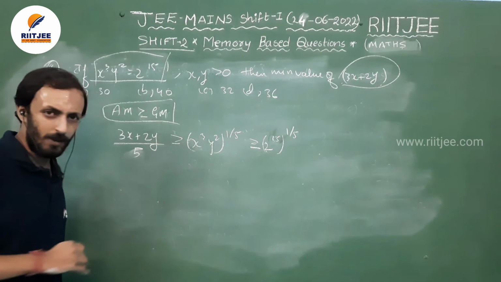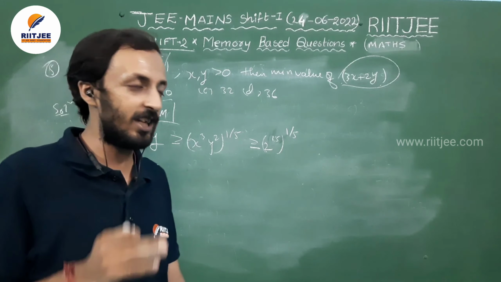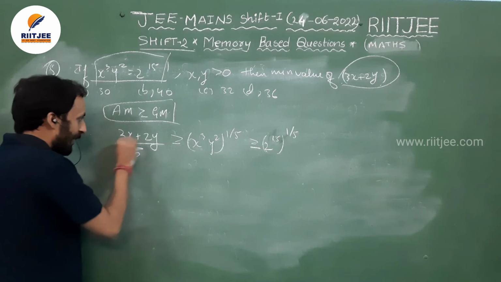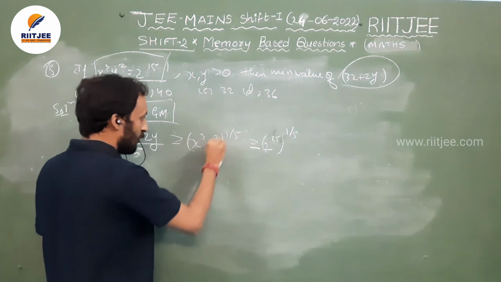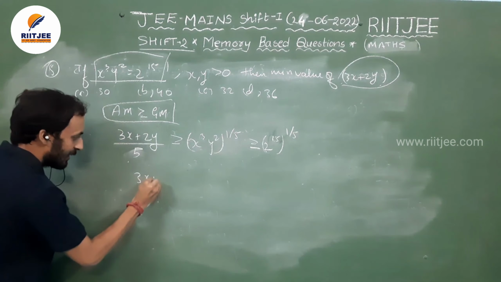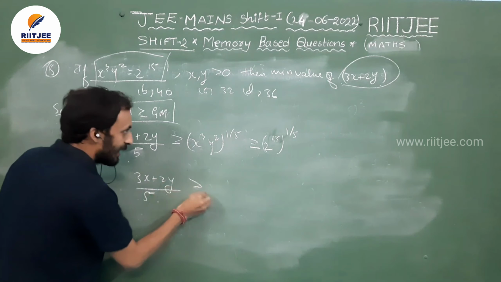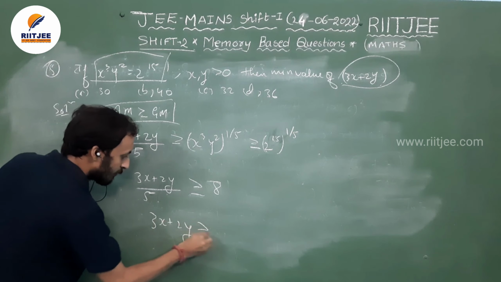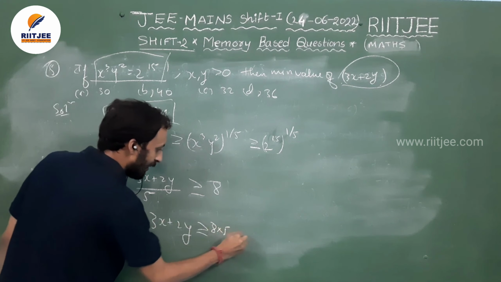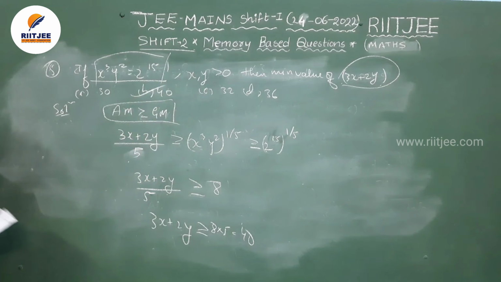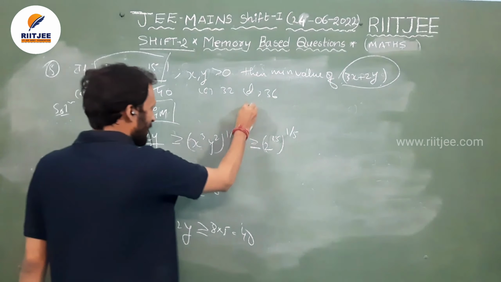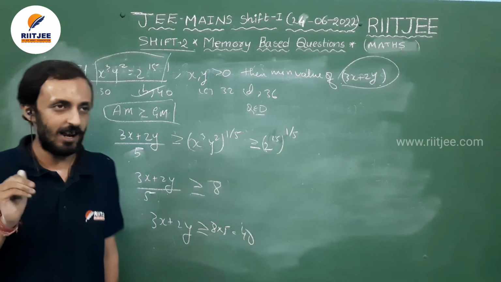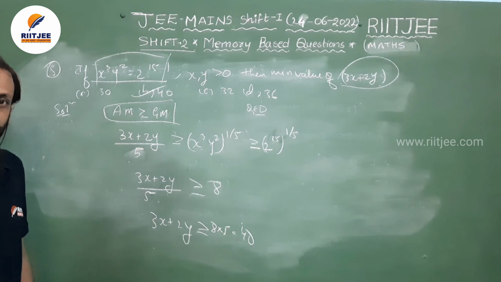So you can realize from here how effective the classroom program of Reddy is to clear the JEE paper. Now (3x plus 2y) by 5 is greater than or equal to (x cube y square) to the power 1 by 5, which is greater than or equal to 2 to the power 3, that is 8. So 8 into 5 is 40. So the answer is B. So you have seen how the classroom program is quite effective to clear the paper.